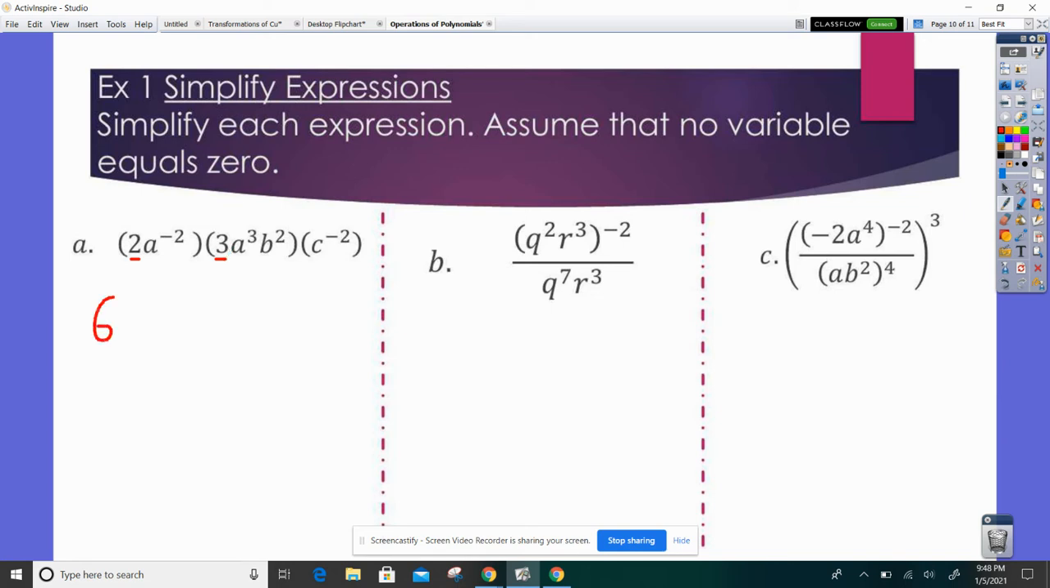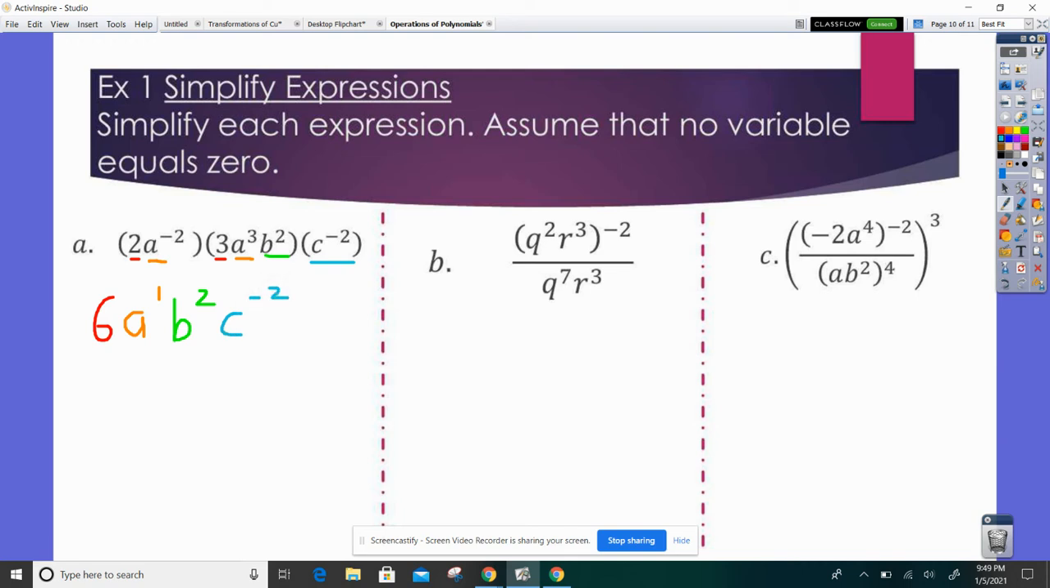And because this is multiplication, I am going to be adding my exponents. So I'm going to add my a's with my a's, b's with b's, c's with c's. So negative 2 plus 3 is going to give me a positive 1. Now, next I'm going to look at my b's. The only b I have is b squared, so I'm going to leave it as b squared. And then I look at my c's. Again, the only c I have is c to the power of negative 2.